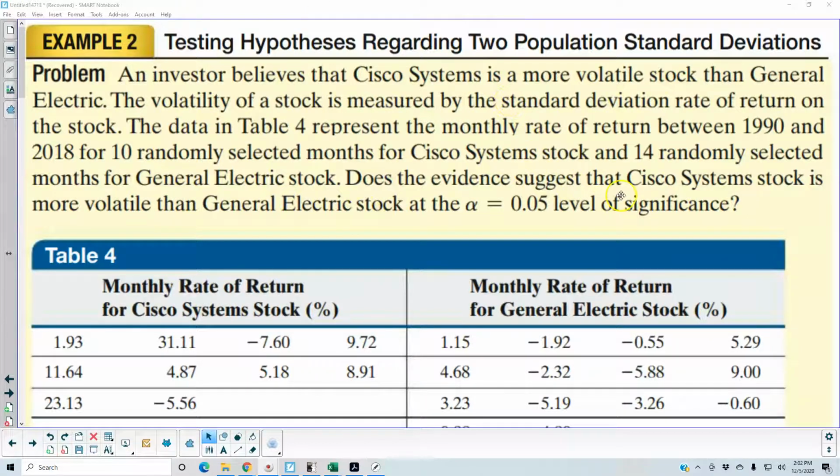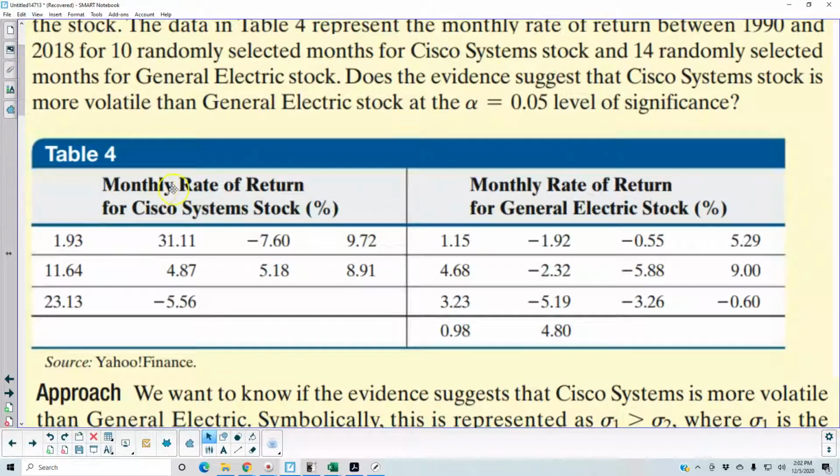Does the evidence suggest that Cisco Systems stock is more volatile than General Electric stock at the alpha equals 0.05 level of significance? So in Table 4 we can see the monthly rate of return for Cisco Systems in percentages, and over on the right we have the monthly rate of return for General Electric stock in percentage.